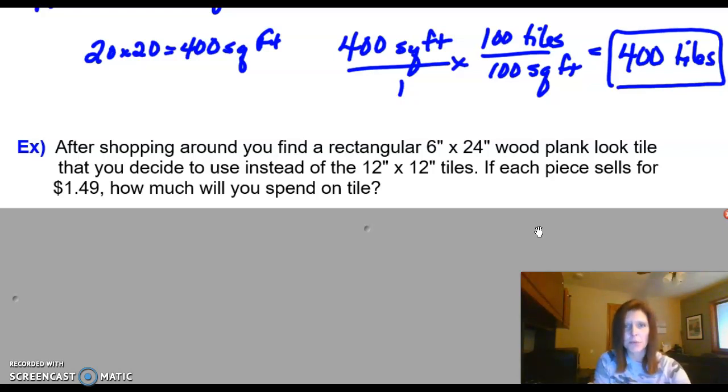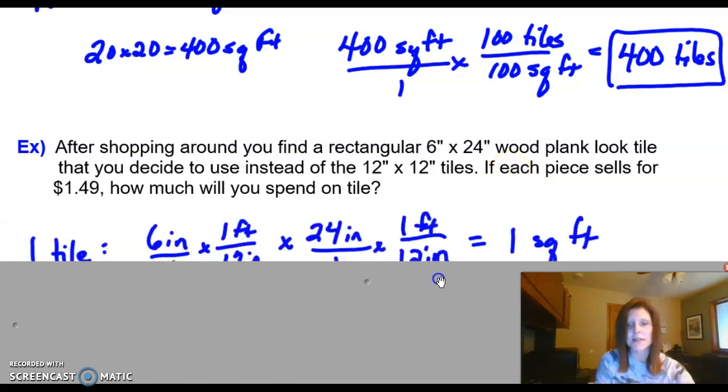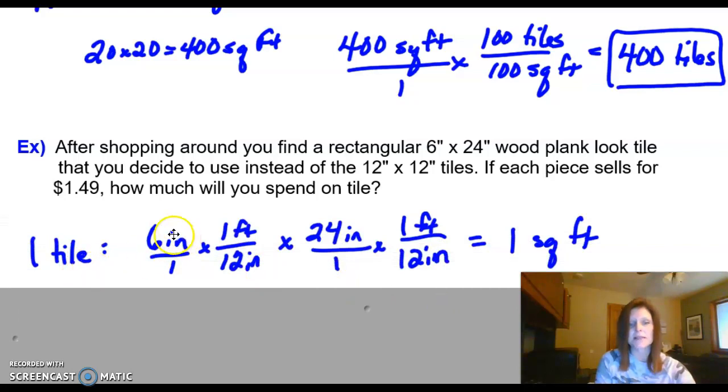Well, it probably would be important to figure out how many square feet are in this original tile that we're going to use so that we can figure out how many tiles we're dealing with. So what we could do here is say, all right, one tile, it's 6 inches by 24 inches, but I'm going to convert the inches into feet by 1 over 12, 1 foot to 12 inches, the 24 inches into feet, 1 foot over 12 inches, multiply across the top, and I'll get square feet, multiply across the bottom, and it will cancel with the labels that are up there. So my answer is square feet. And it turns out it's 1 square foot.